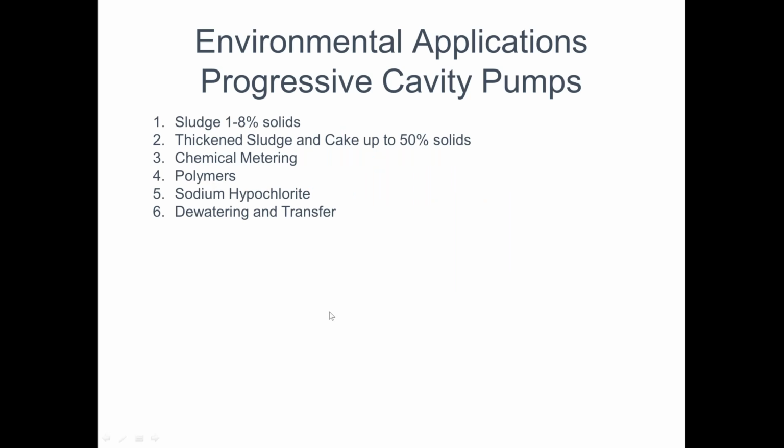Some of the environmental applications that we will discuss today for progressive cavity pump. Number one will be sludge from 1 to 8% solids. 2 is thickened sludge and cake up to 50% solids. We will talk about some chemical metering applications, polymer, sodium hypochlorite, and lastly, dewatering and transfer.